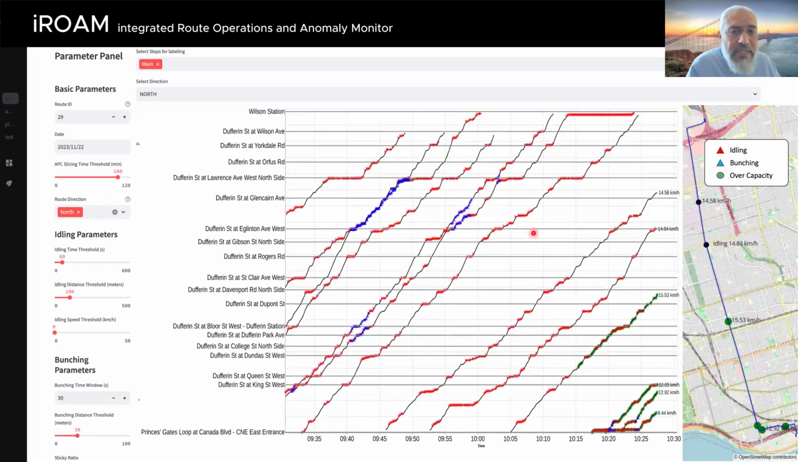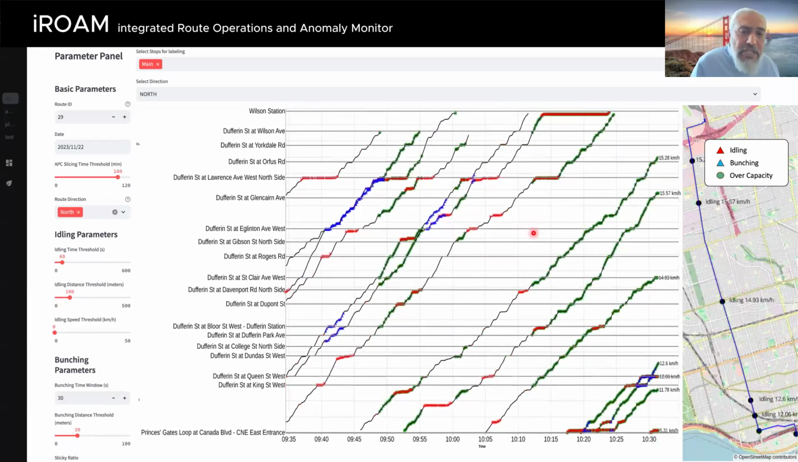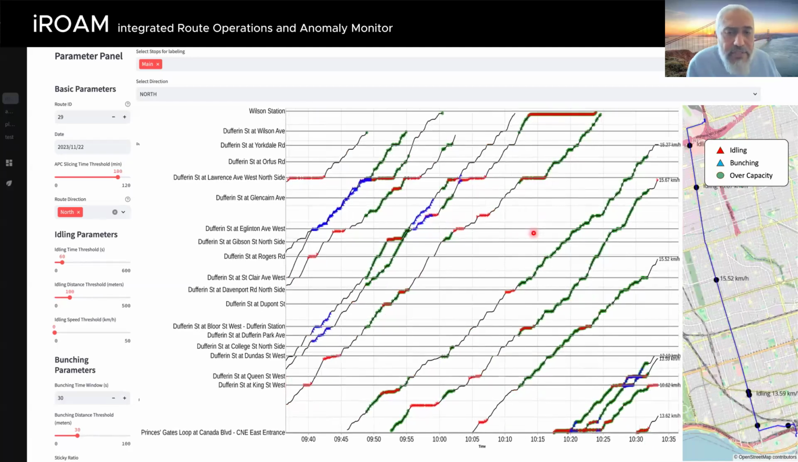Imagine if you have this data for yesterday, you can actually play back all the data and look visually here. You see where the overcrowding is taking place, where the bunching is, and you can start looking at patterns, that maybe bunching and overcrowding are happening simultaneously. Which one really triggers the other? You can explore that using this data.